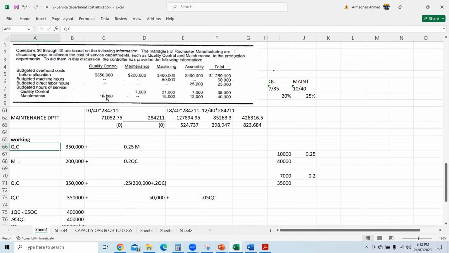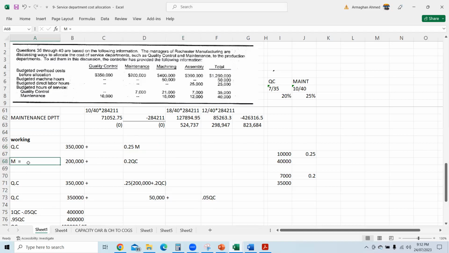So quality control will receive 10 over 40. That is how much percent? 10 over 40 means 25%, right? So quality control's own cost, 350 as given, plus 10,000 over 40,000, that is 0.25 of maintenance, right? So quality control: own cost 350 and 10 over 40, that is 25% of maintenance. That is your first equation.